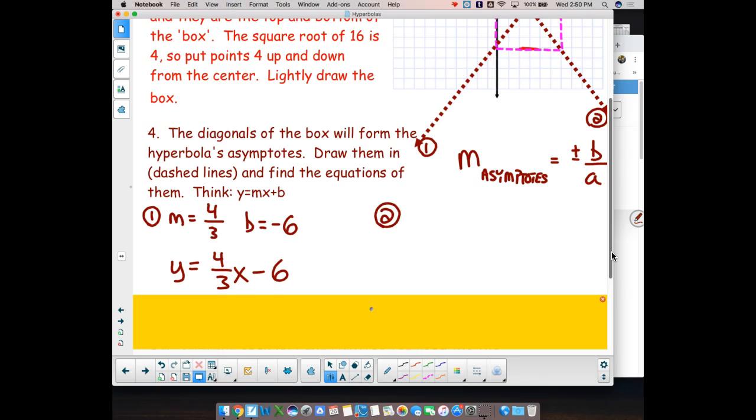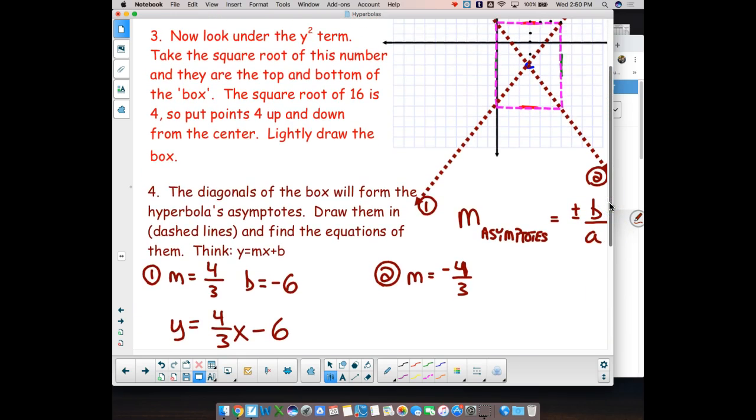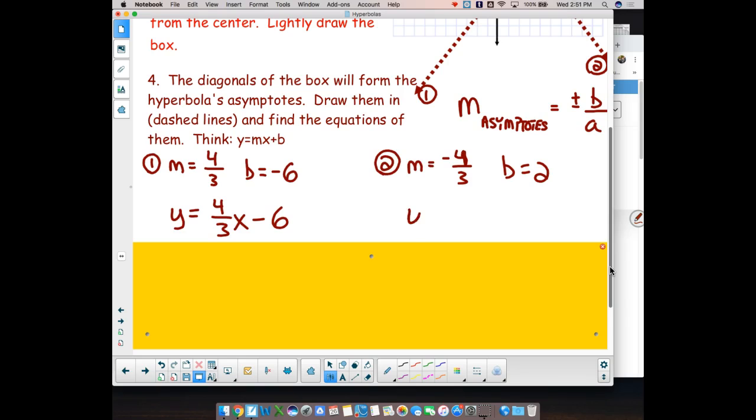Asymptote number 2 has a slope. This is my negative slope now. Okay, that's a bad 4, but we'll let it slide. Okay? And it has a y-intercept of positive 2, because that's where that corner is, right there. So the equation of this line is y equals -4/3 x plus 2. And those are the two equations of my two asymptotes.